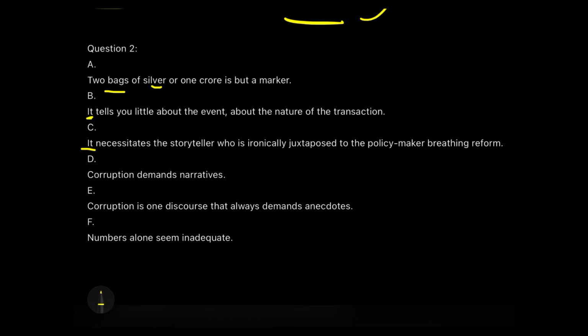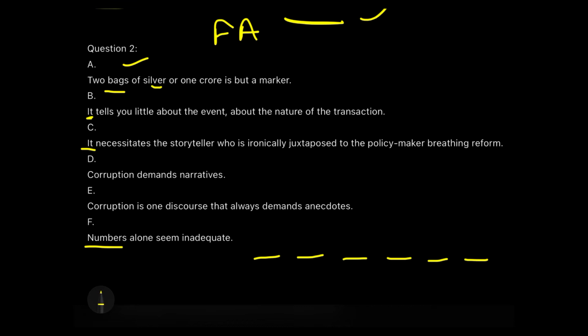The fourth one says corruption demands narrative. Looks like an independent sentence. Corruption is one discourse that always demands anecdotes. Looks like another very promising introductory statement. Numbers alone seem inadequate. Now here, one number is associated with another number, so I can make a pair very well. Of course, I can make 6 dashes, but I can make a pair first: F will always go with A, because numbers alone seem inadequate is best supported by an example where we are saying 2 bags of silver or 1 crore is but a marker. So F and A are surely going together, no doubt in that.